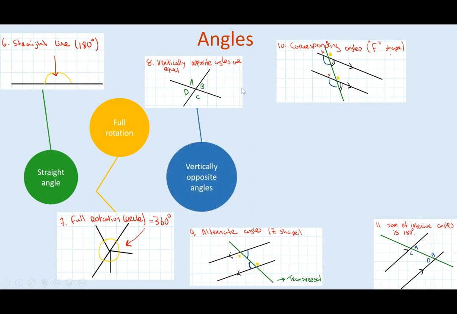Vertically opposite angles are equal. So vertically opposite angles are created when there's a point of intersection, or two lines intersect, and the angle A here is equal to the angle C. Likewise, the angle D is equal to the angle B.